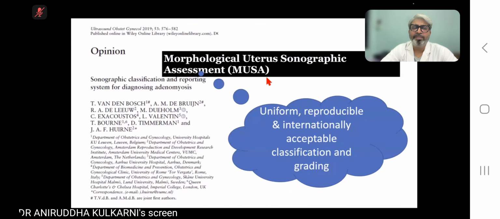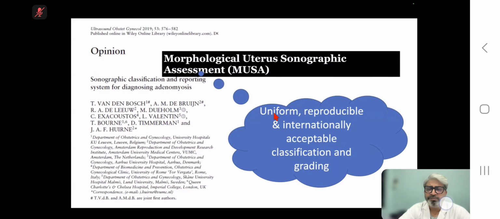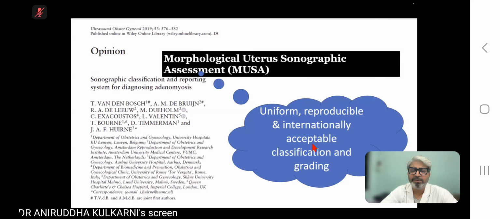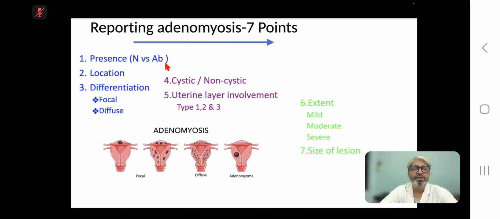This MUSA characterization, in the article by Van den Bosch, was meant for uniform terminologies which are reproducible and internationally acceptable, so classification and grading become easy. Reporting of adenomyosis using MUSA consists of 7 points: presence or absence of adenomyosis, location of adenomyosis, differentiation as focal, diffuse, or adenomyoma, cystic or non-cystic variant depending upon the dominant nature of the disease process, uterine layer involvement, one, two, three, or a combination, and extent of the disease as mild, moderate, or severe. And if there is a focal adenomyoma or focal adenomyosis lesion in an asymmetrically thickened wall, we need to measure the size of the lesion. So let us see one by one.